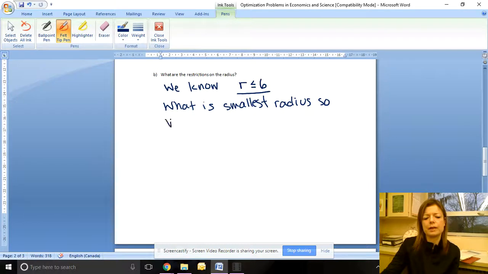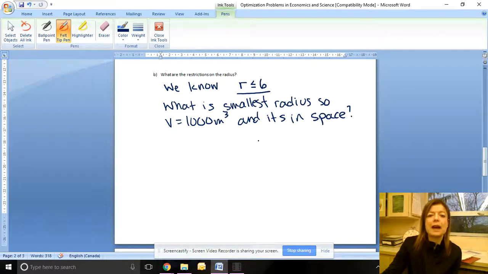So volume is 1,000 and it fits in the space. That's our question. So we're going to create the cylinder with 1,000 cubic meters that has the smallest possible radius. So that means that the radius will be at a minimum when the height is at the maximum, right? It would be tall and skinny. So we know our max height is 11, so that's what we're going to force the height to be.